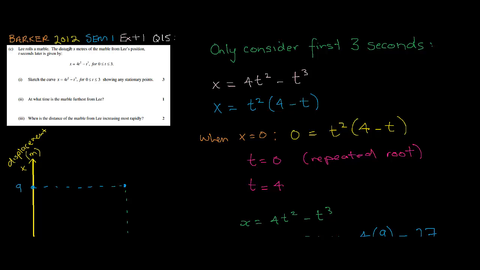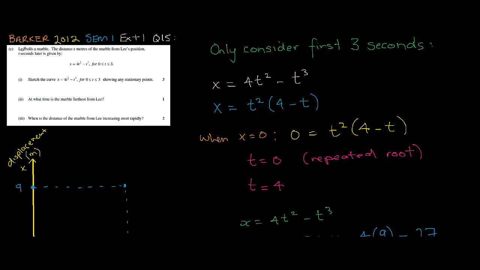This is the Barker past paper we've been doing. We're up to question 15C now, so we're very close to the end of things. Things are really heating up. This is a question to do with differentiation, and how when you differentiate displacement with respect to time, you get velocity, and a few other really spicy little ideas are in here.